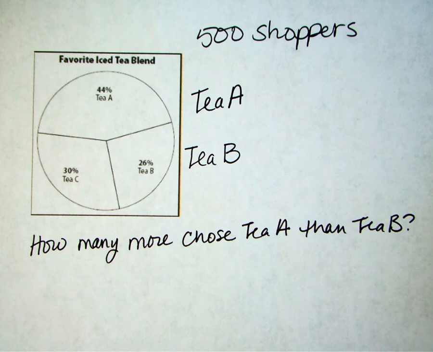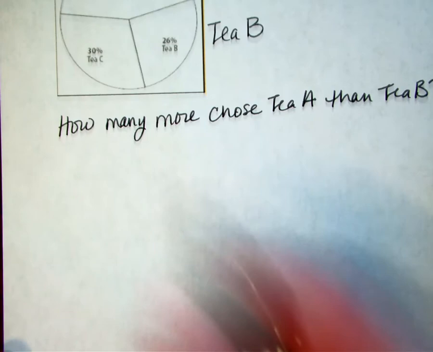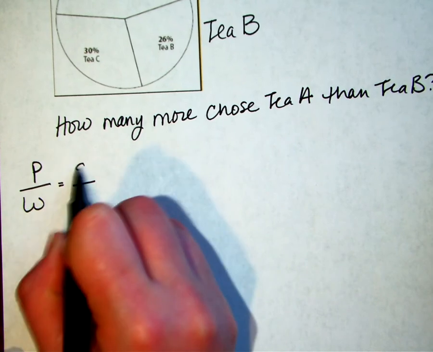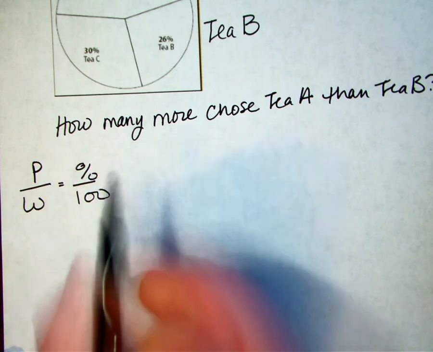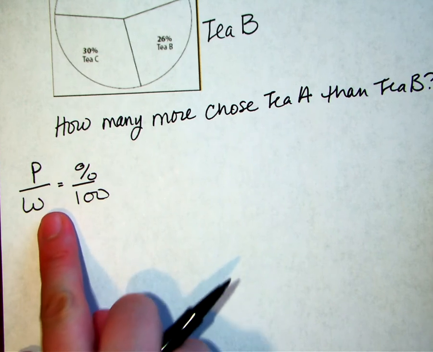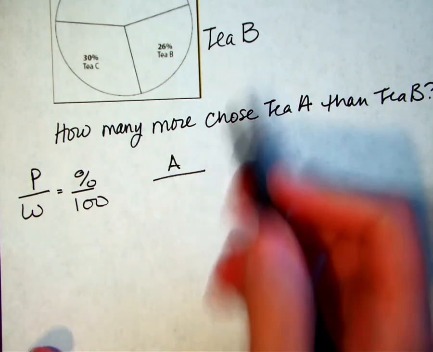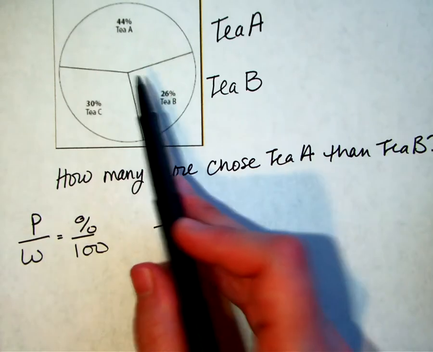So that's one way I'll show you, and then the other way is to do part over whole equals percent over 100, which is the way that we did earlier on in the year, if you remember how to do that. So first, doing part over whole is equal to percent over 100. I don't know if that sounds familiar. So if we do that for TA, the part is the unknown. That's what we're looking for.